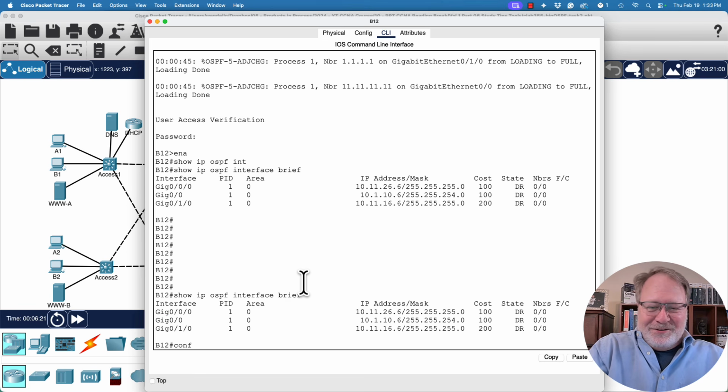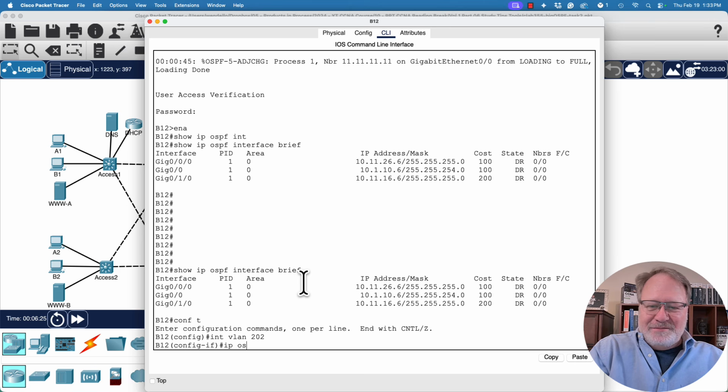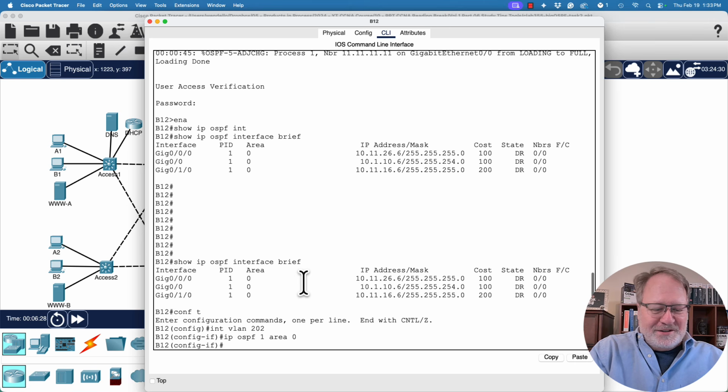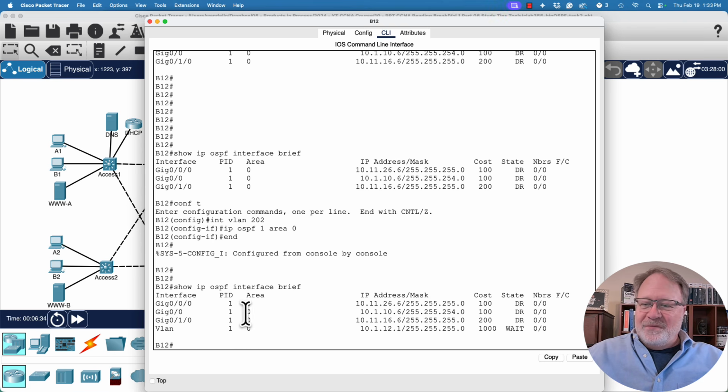So I'm going to go add it back real quick. Interface VLAN 202, ip ospf 1 area 0, just like you did before. And now it's back. If I repeat that same show ip ospf interface brief command, the interface shows up again, and it's included in OSPF. So when preparing these videos, every time I'd close and open the lab file, I had to go back and re-add this into router B12. And you will too as you work through the lab. So that's just a heads up on that.